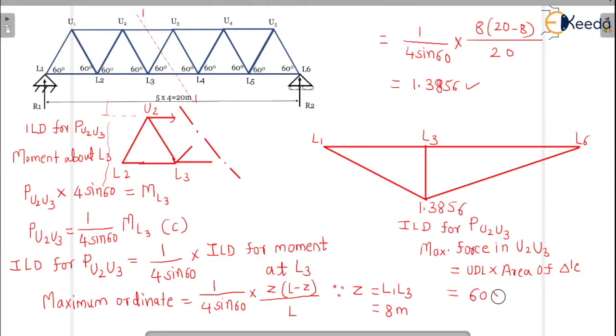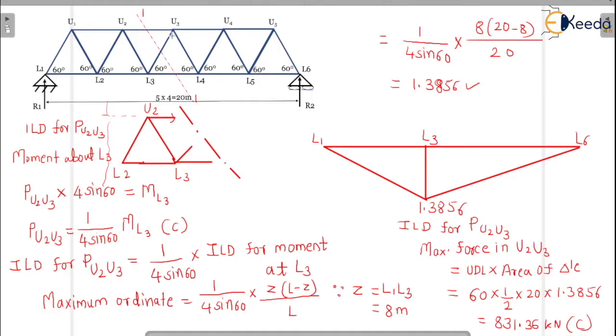So what is the UDL? It is 60. The area of the triangle is 1 by 2 into 20 into the height, 1.3856. This gives us a value of 831.36 kilonewton. Okay, so this is our maximum force, and as we initially got it as a compressive force, this will be compressive. So the maximum force is 831.36. Now let us move to the ILD for PL3U3.